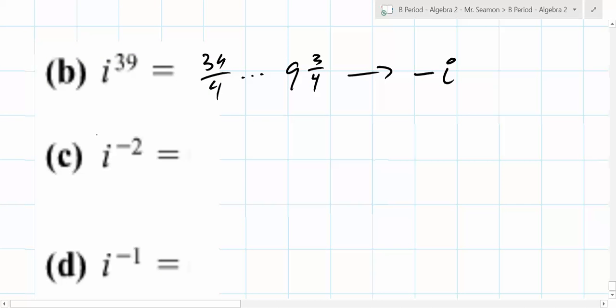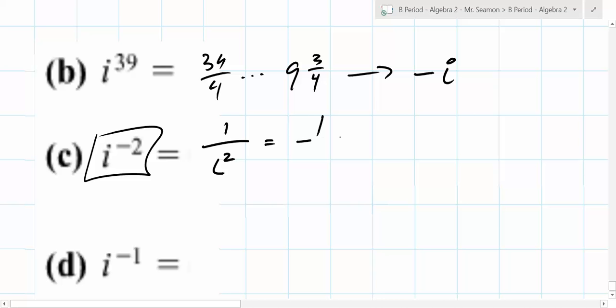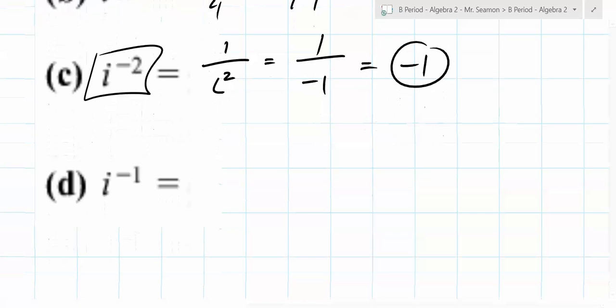So this is the new thing right here, and I just want to focus on it. What does to the negative 2 power mean, Katie? What does it mean when you raise something to the negative 2 power? It's 1 over i squared. What is i squared? Exactly. This one's a little different. What does i to the negative 1 mean? It means 1 over i to the first.